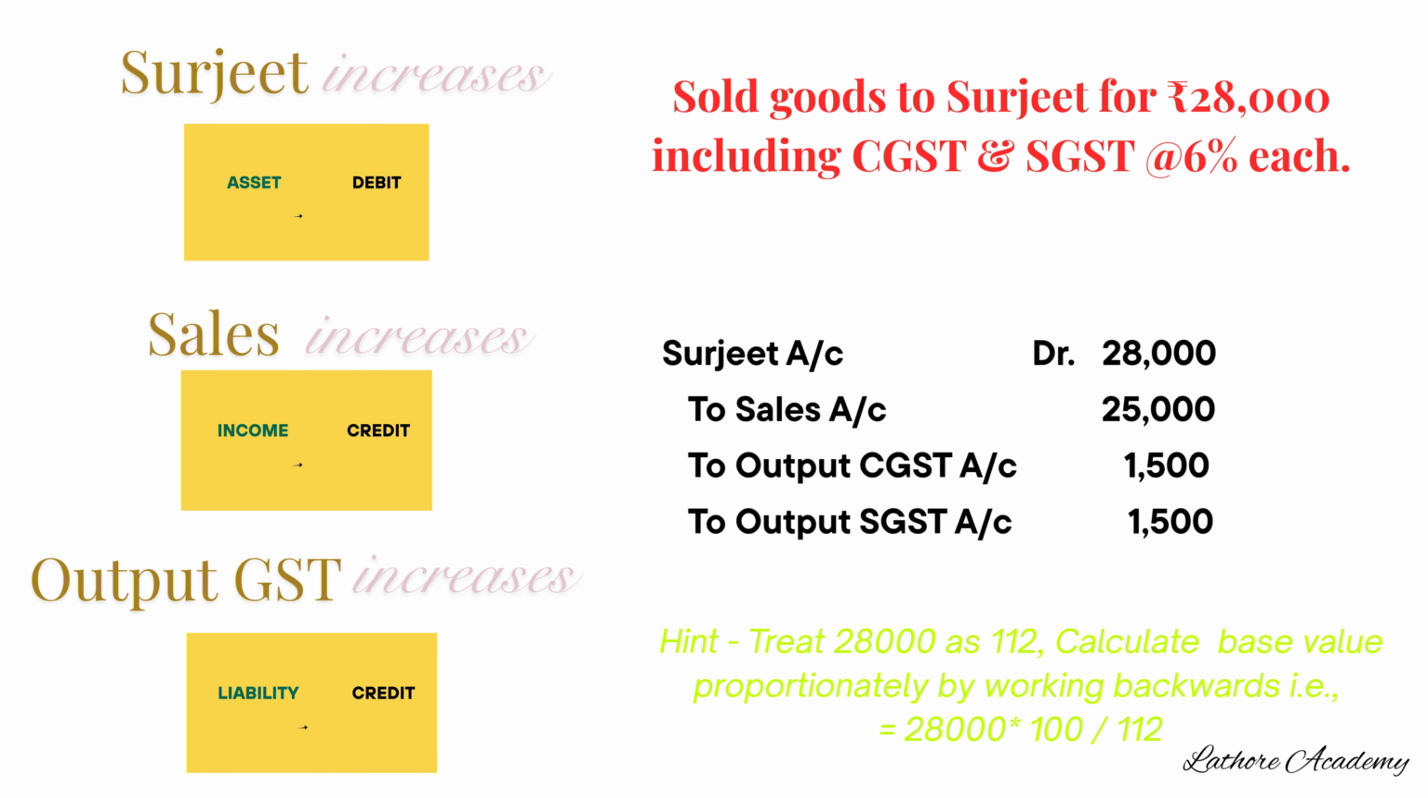So the journal entry will be Surjit account debit 28,000, to sales account 25,000, to output CGST and SGST 1,500 each. So the calculator is doing magic tricks here. You have to be very good at calculating these taxes when the question says it is inclusive of tax. So please be careful and mindful while solving these kinds of problems.